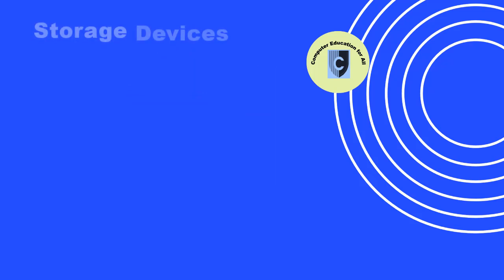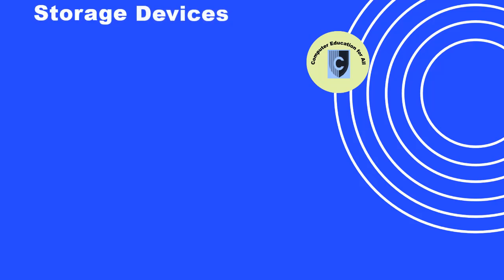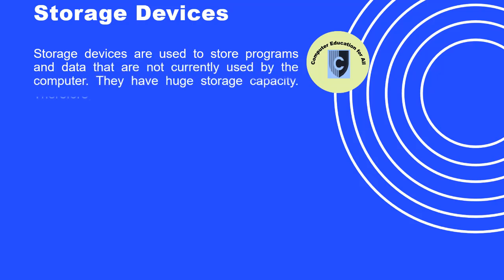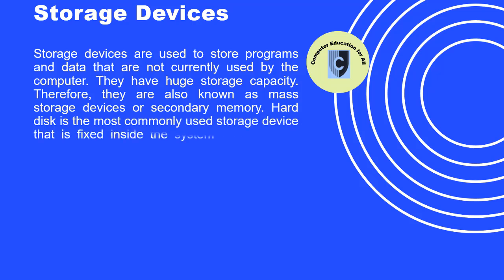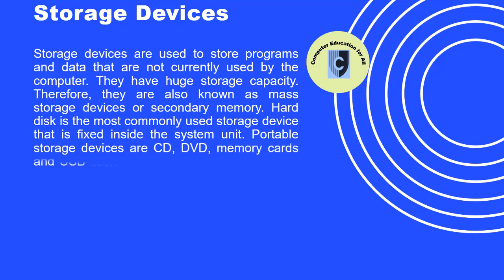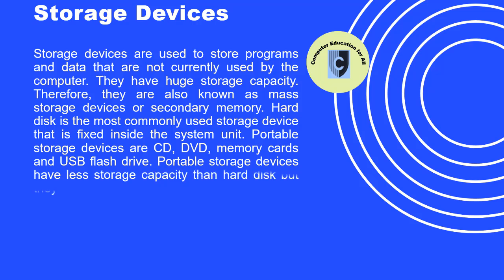Storage devices. Storage devices are used to store programs and data that are not currently used by the computer. They have huge storage capacity. Therefore, they are also known as mass storage devices or secondary memory. A hard disk is the most commonly used storage device that is fixed inside the system unit. Portable storage devices are CDs, DVDs, memory cards, and USB flash drives. Portable storage devices have less storage capacity than hard disks, but they are cheap and easy to carry.